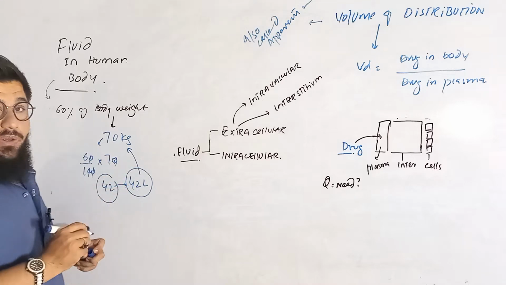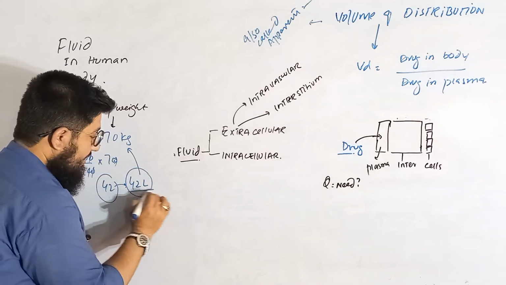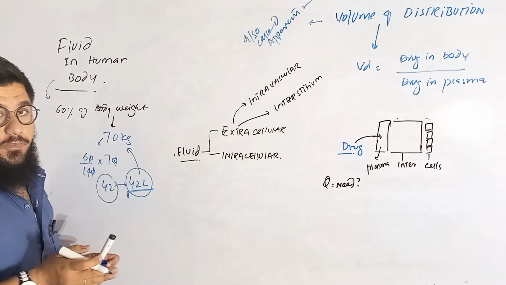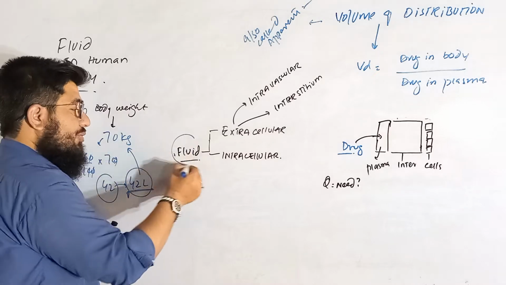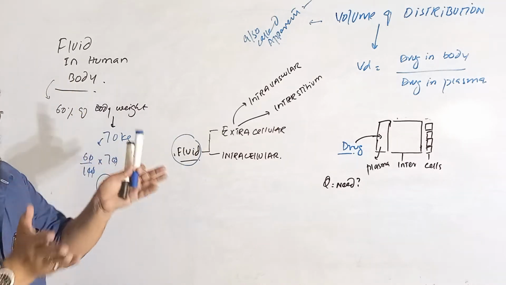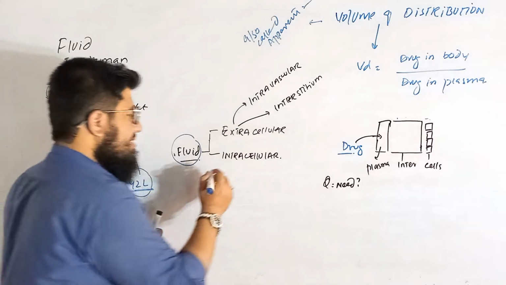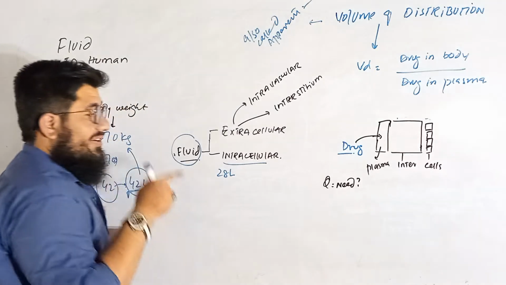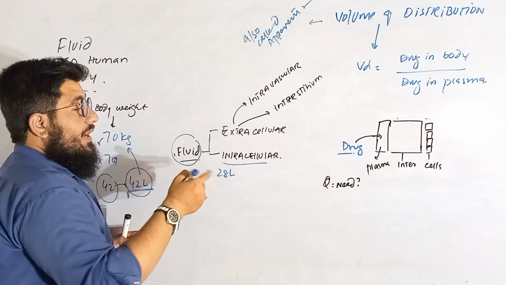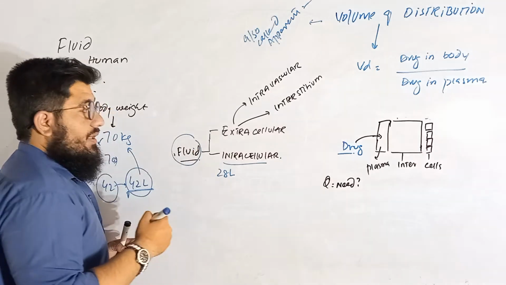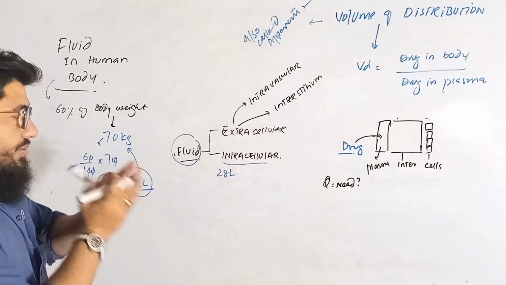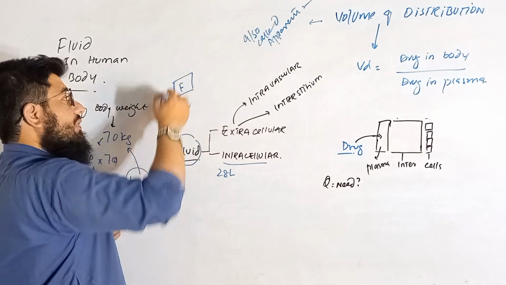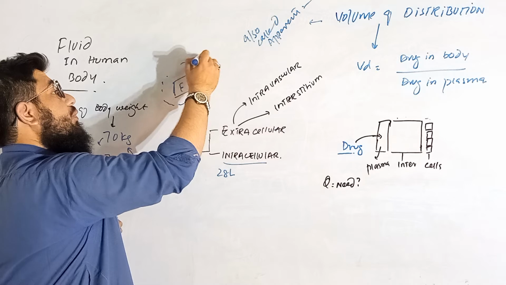Now, this 42 liters of fluid is further divided. This fluid is distributed into three portions. The very first portion is intracellular. The biggest portion of this, that is 28 liters, will reside inside the cell, and then outside the cell there is further the remaining fluid distribution. How? Very simple. Here we have the cell, so inside the cell we have the fluid, then surrounding the cells again we have the fluid.